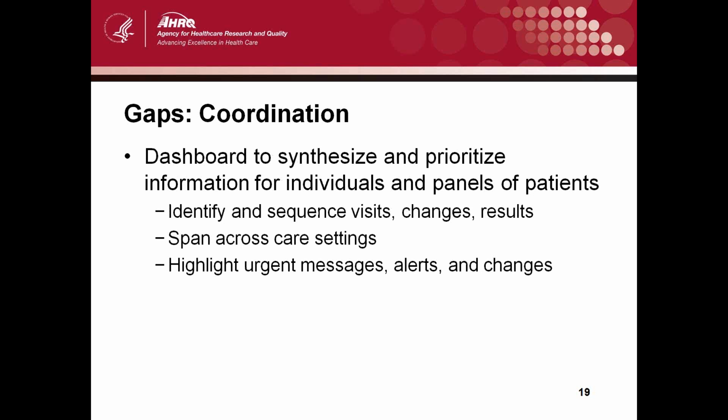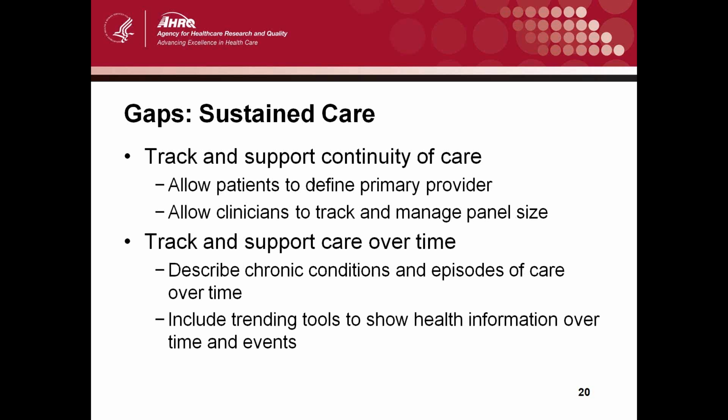And then another theme that came up was this idea about, instead of electronic health records just being a source to enter and store information, to move to the next step of being able to synthesize and prioritize information, both for an individual patient and a panel of patients. This would greatly help coordination. So if the systems could identify and sequence visits linked to changes and results, spanned across settings, and then highlight population urgent messages, alerts, and changes, that this would be a real needed advancement to promote coordination.